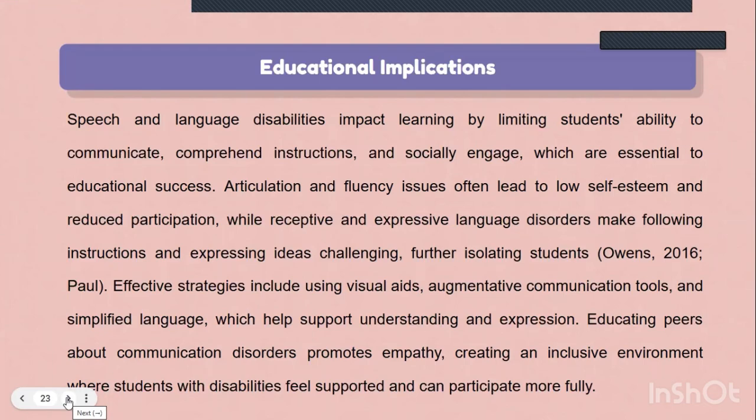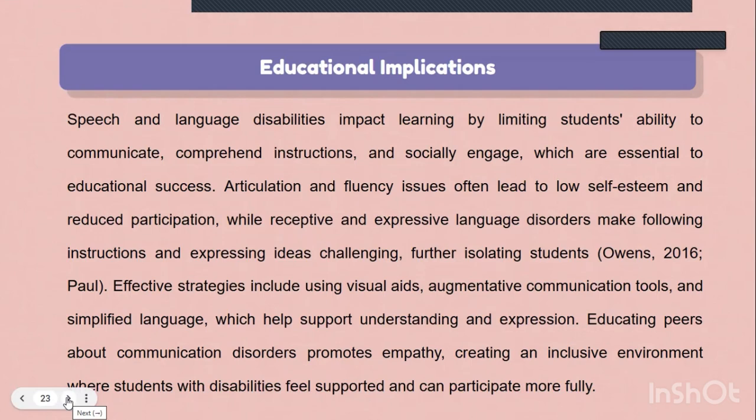Educational implications. Speech and language disabilities impact learning by limiting students' ability to communicate, comprehend instructions, and socially engage, which are essential to educational success. Articulation and fluency issues often lead to low self-esteem and reduced participation, while receptive and expressive language disorders make following instructions and expressing ideas challenging, further isolating students.